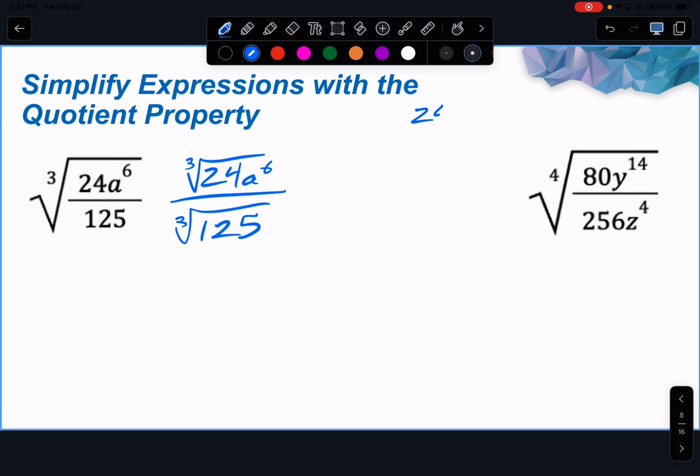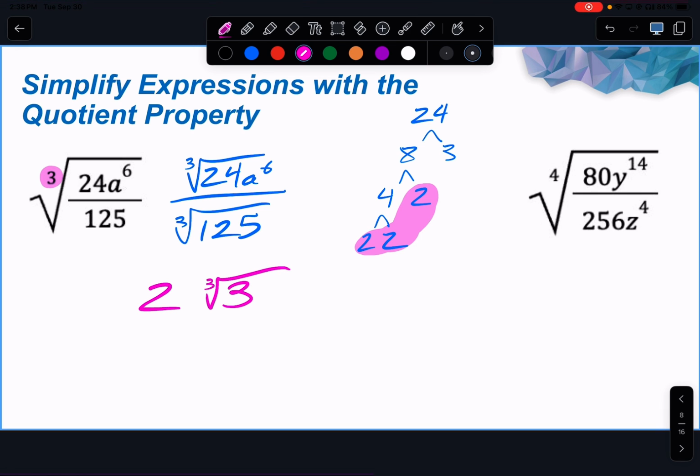So I'm going to go over here, 24. I know I can break that into 8 and 3, and then this can break into 4 and 2. And then I can break that into 2 and 2. Oh, there, right there. There's my group of 3, right? Okay, because I'm looking for groups of 3, looking for cubes. So I know that 2 is a cube root of 24. So I'm going to put that 2 outside. But then I still have a cube root of 3 left over inside, because I have this 3 left right here.